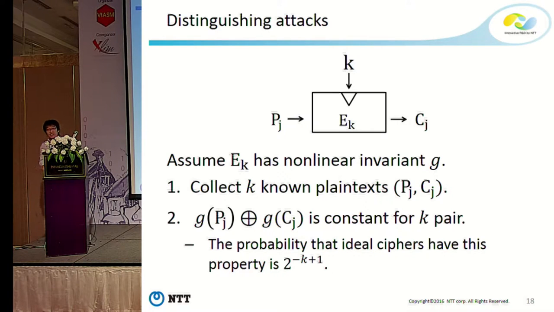This is the distinguishing version, and it is very easy. Assume E_K has a nonlinear invariant G. Collect known plaintext pairs P_j, C_j and compute this X value. For all pairs, this X value is constant. The probability that an ideal cipher has this property is 2 to the minus k plus 1.